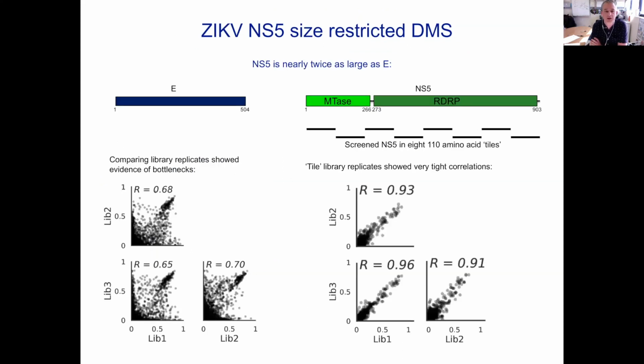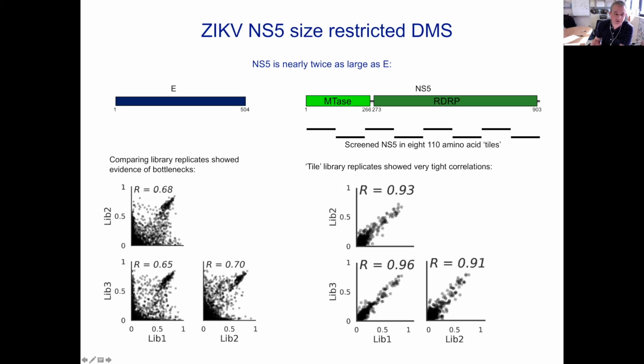So to do this, we actually were a little intimidated by the size of the NS5 protein. It's 903 amino acids, and we didn't think we could avoid bottlenecks if we did a DMS of that size of protein all at once. So instead, we broke it up into 110 amino acid tiles, which basically represent a good deep sequencing amplicon. And what we were thrilled to see is the data we generated with that tiled effect was really great, where our biological replicates had strong correlations with each other.